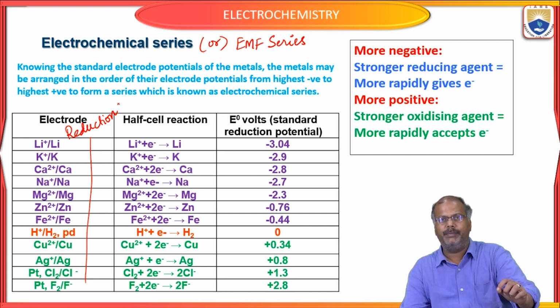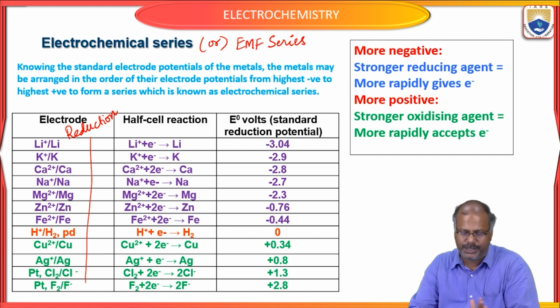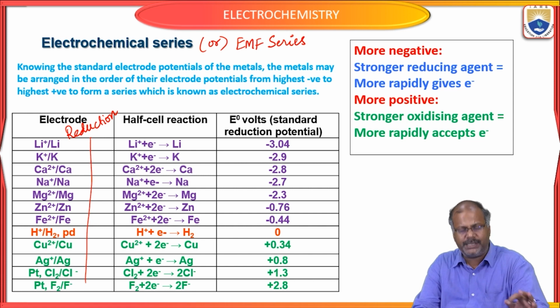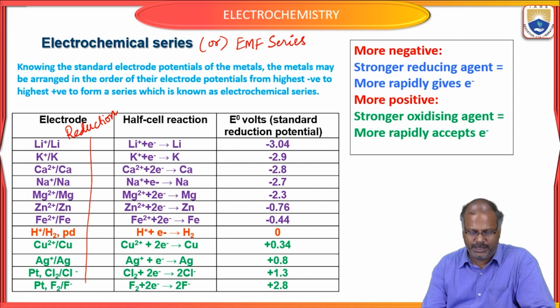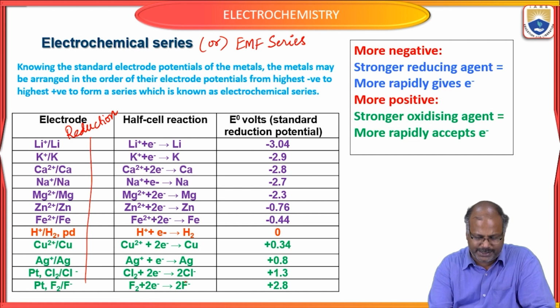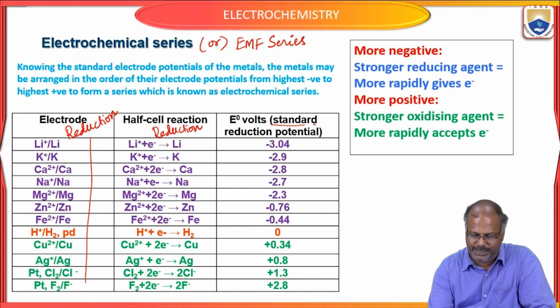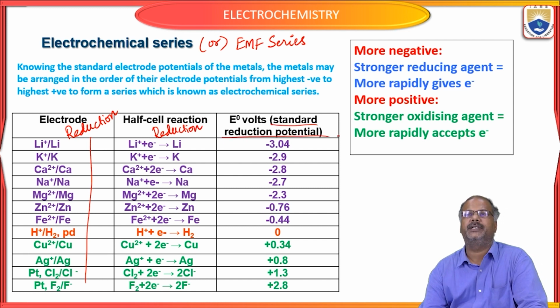Even though the metal may undergo oxidation according to its electrode potential, we represent only the reduction. So this is the half cell reaction, the reduction half cell reaction, and this is the standard reduction potential.